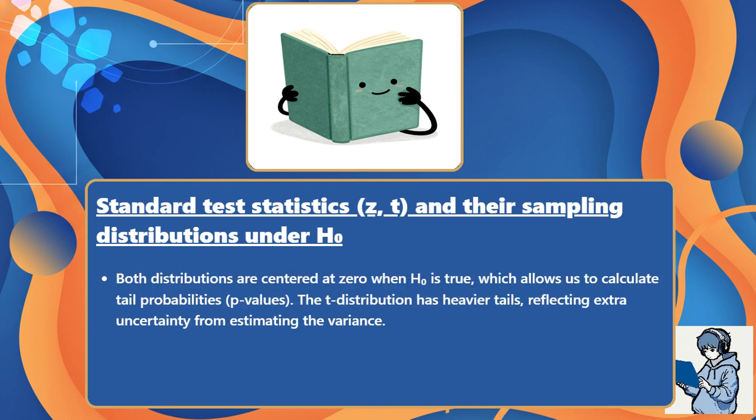Both distributions are centered at 0 when H0 is true, which allows us to calculate tail probabilities, the p-values. The t distribution has heavier tails, reflecting extra uncertainty from estimating the variance.